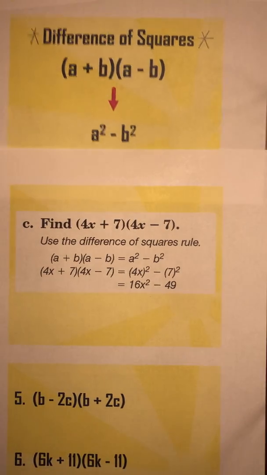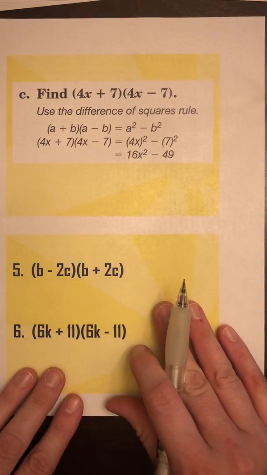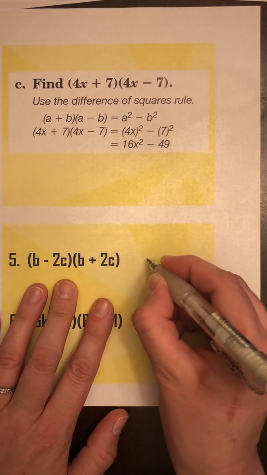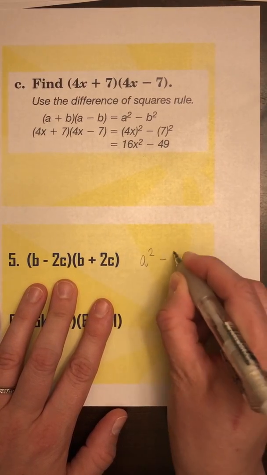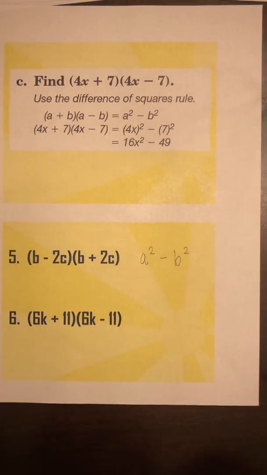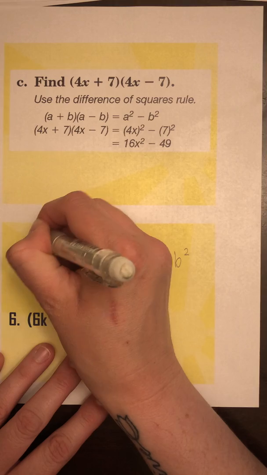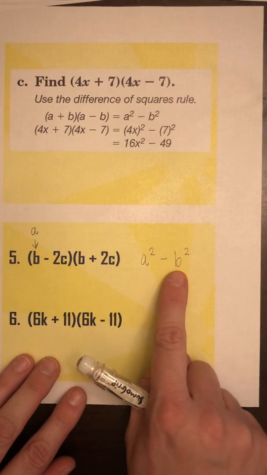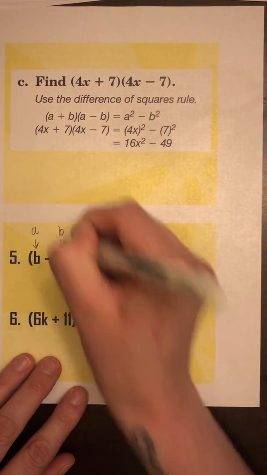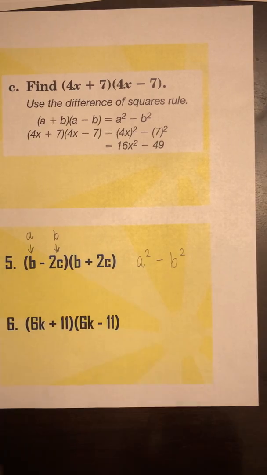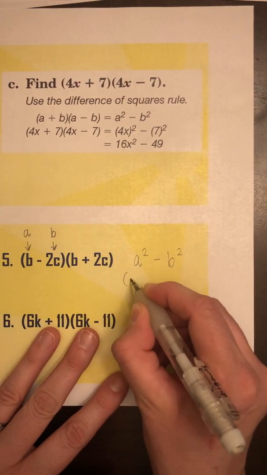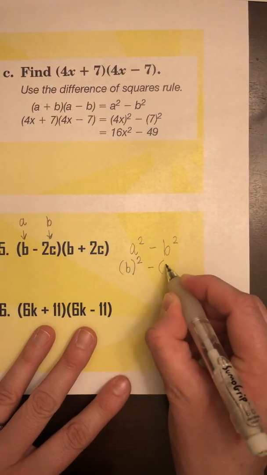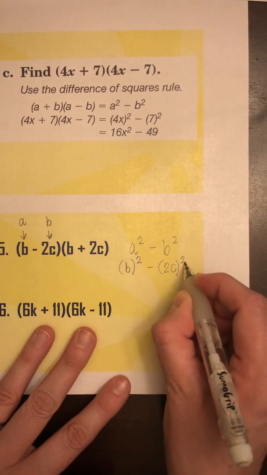This pattern is the most useful pattern, particularly when we get into chapter 7. So I am stressing to you that you need to learn this one. So let's look at number 5. According to the pattern, it's going to look like a squared minus b squared. Well, for a, this is where we're going to use the letter b because it's what's in the front of the parentheses. And in place of b, we're going to be plugging in a 2c because it's in the back of the parentheses. So I'm going to have parentheses b, close parentheses squared, minus parentheses 2c, close parentheses squared.